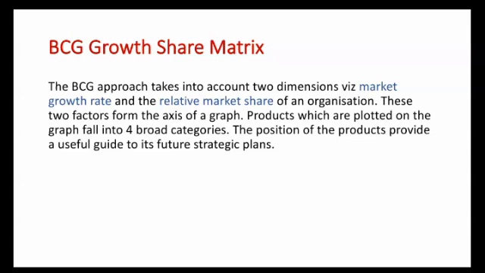That is, the BCG approach takes into account two dimensions, that is, market growth rate and relative market share of an organization. These two factors form the axes of a graph. Products which are plotted on the graph fall into four broad categories, and the position of the products provides a useful guide to future strategic plans. In this diagram, the relative market share is taken on the horizontal axis and the growth of the market on the vertical axis.